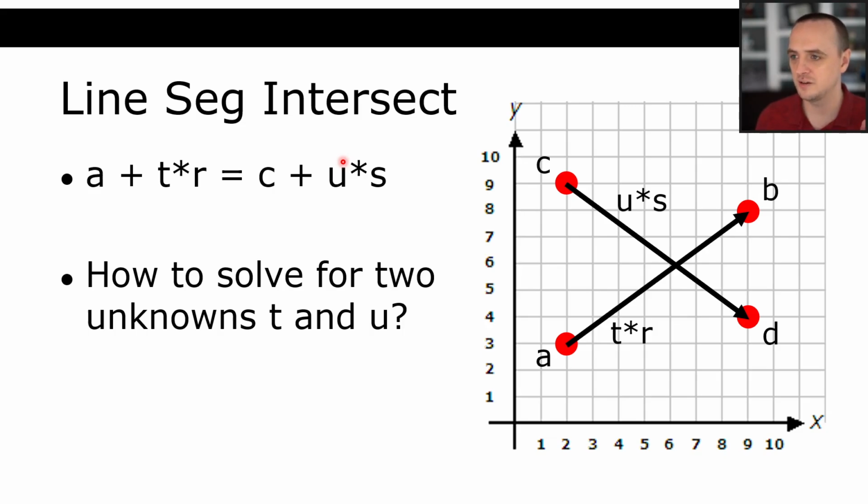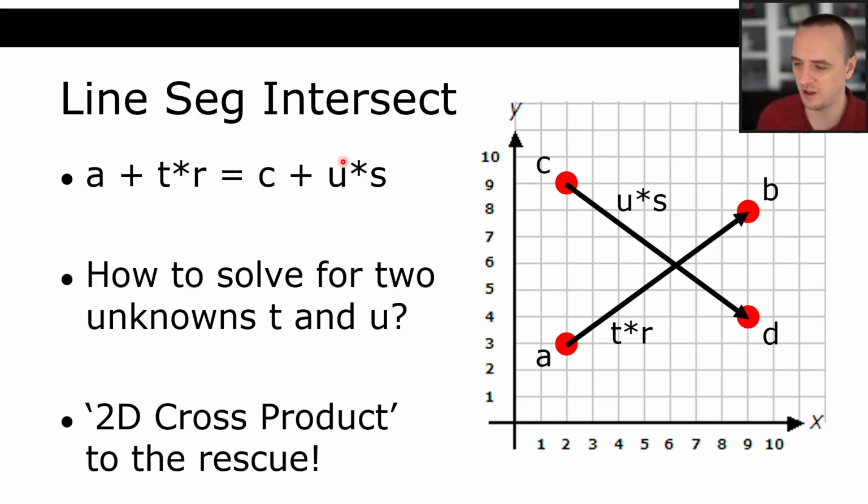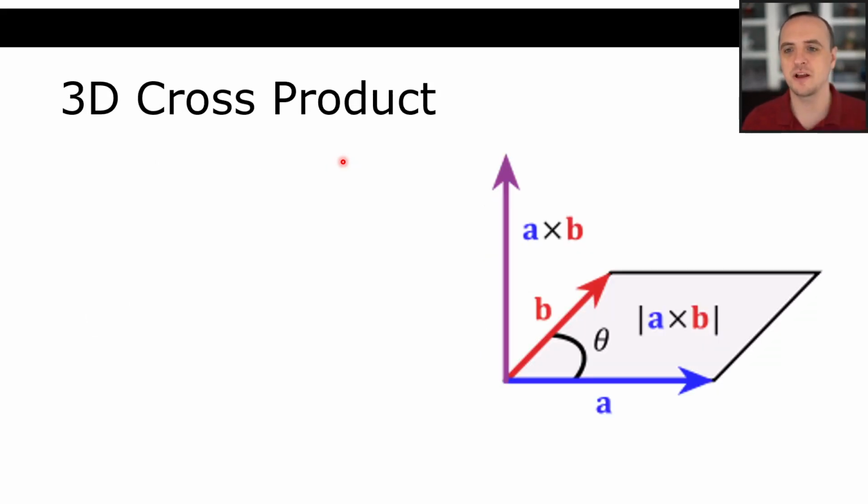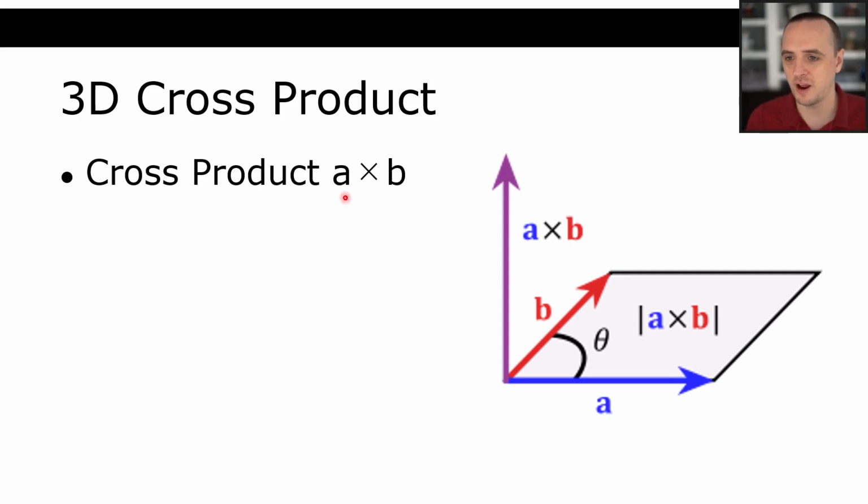Well, luckily, we have a little trick up our sleeves, and this is something called the 2D cross product. So what in the hell is the 2D cross product? All right, so typically, the cross product is reserved for three-dimensional calculations, okay? So the cross product in three-dimensional space, so if we have a vector B and a vector A, then those two vectors define a plane in three-dimensional space.